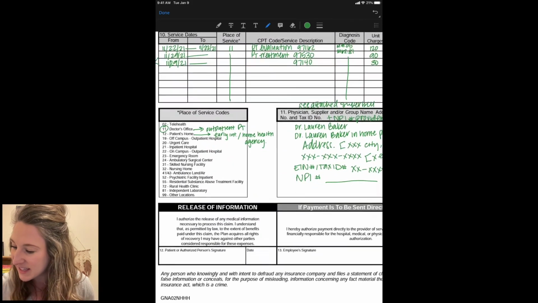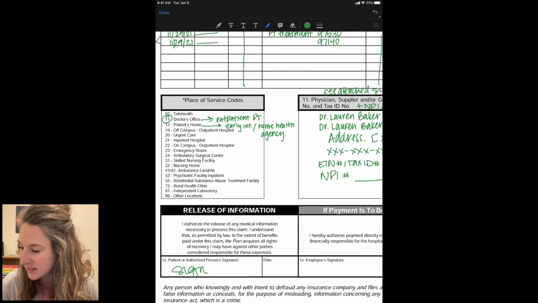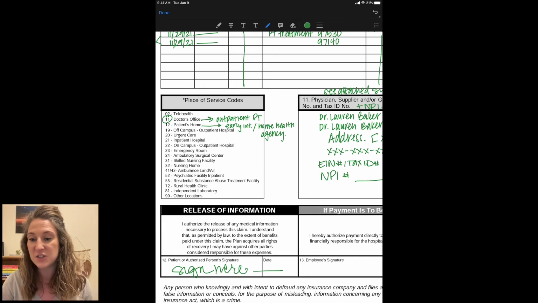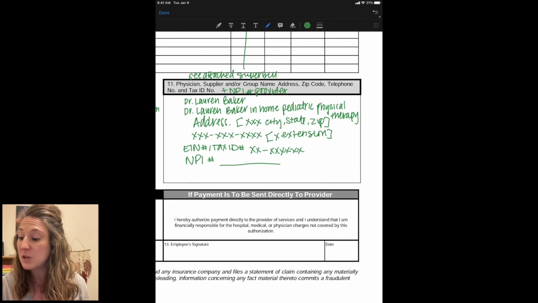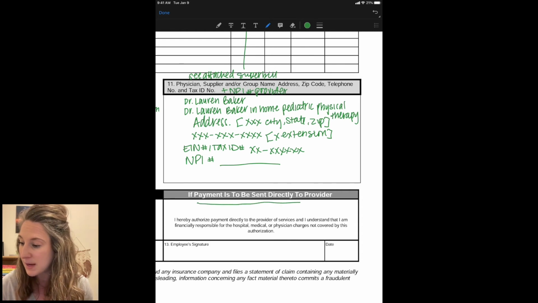The next thing that you want to make sure you do is sign here and date. Now, this is the release of information. So this gives the insurance company the ability to call the provider or use your information in order to help you get reimbursed. What you do not want to do is sign this box, because this is the payment is going to be sent directly to the provider.